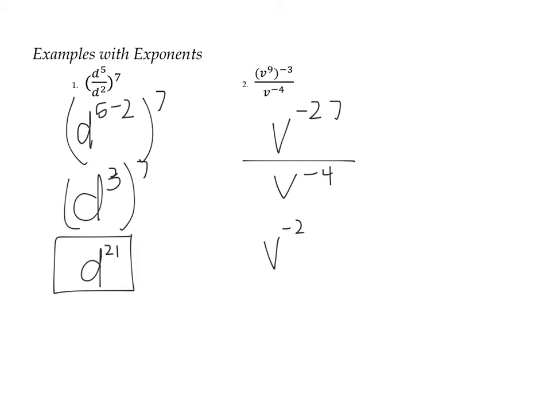So the negative 27 minus negative 4, which is just us plussing 4. So that'll be v to the negative 23. Notice it's negative, so we need to make it positive. Remember, we like positive people in our lives. So that is going to translate into 1 over v to the 23rd power.